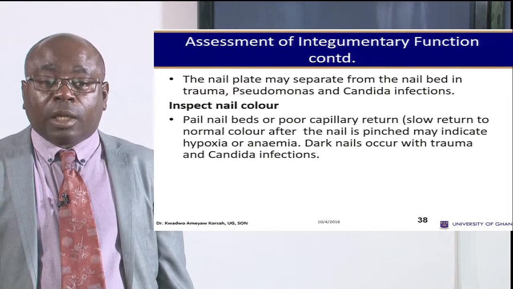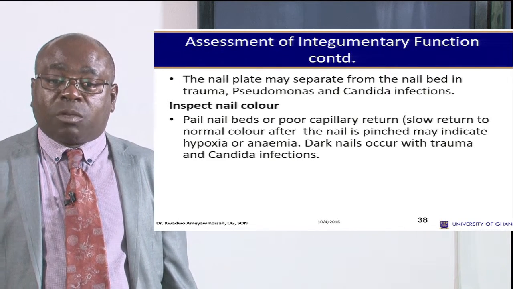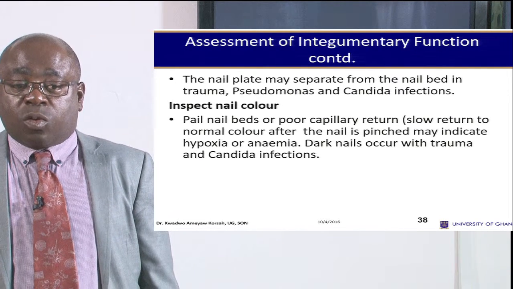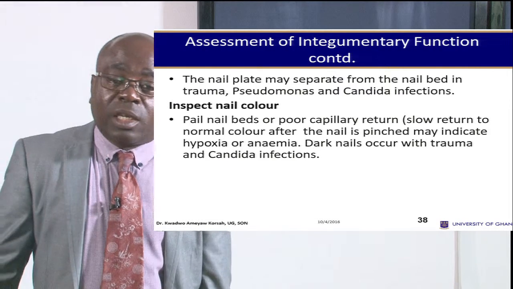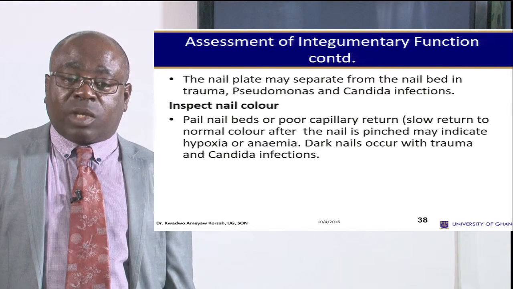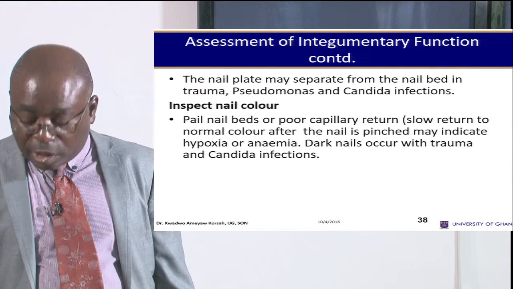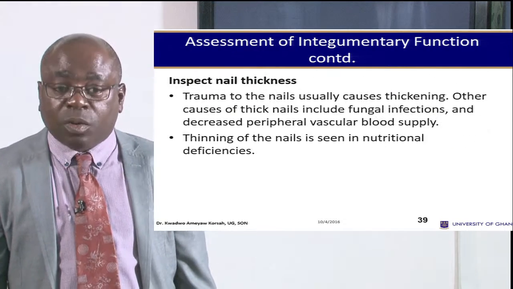Inspect the nail color. The nail color is very important, because we want to find out whether the capillary return is slow or good. When it is slow, it is probably identified in cases where the patient's Hb level is low. But this may be difficult to identify in situations where we have candida infection, and in dark-skinned people.